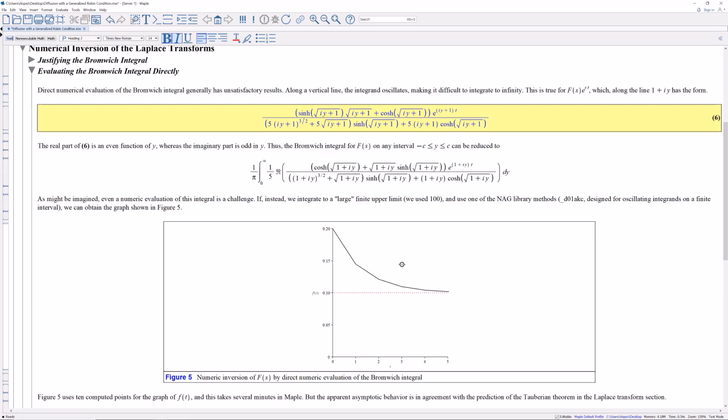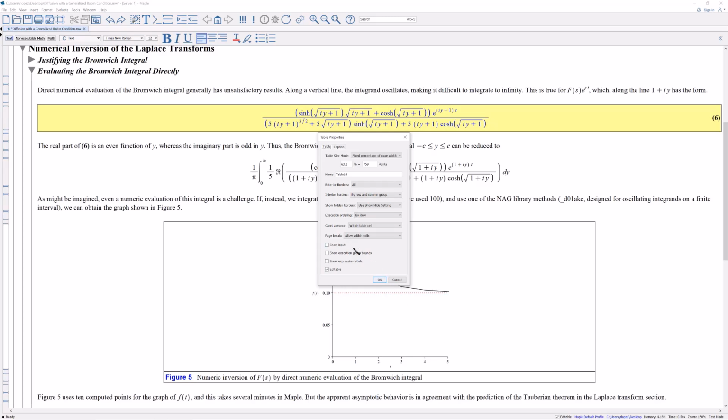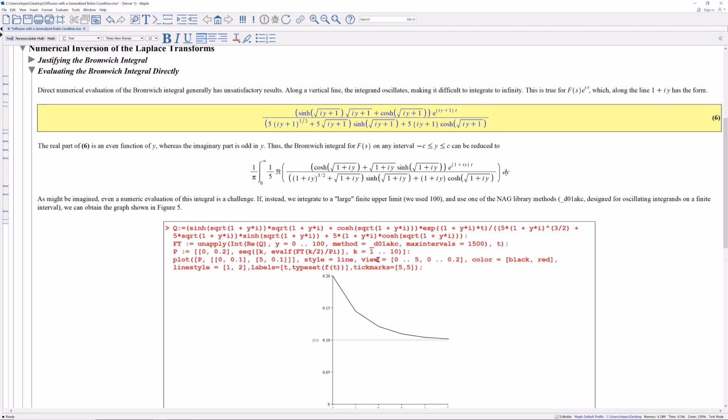I got some points, I got some values, and I drew this graph. The way I drew the graph, you can see what the code was. The code is hiding behind this table cell. I've shown you how to open up those table cells. From the keyboard on a Windows machine here, it's Alt R A P that brings up the table properties. If I check Show Input, you can see here is the method of integration. This is the stuff I'm integrating.